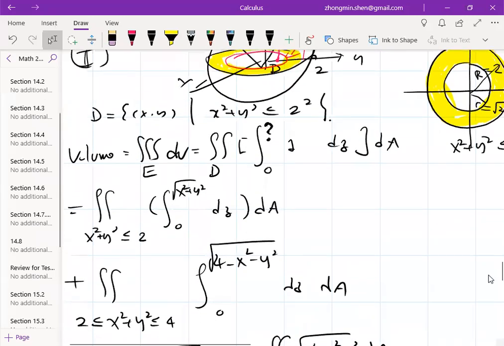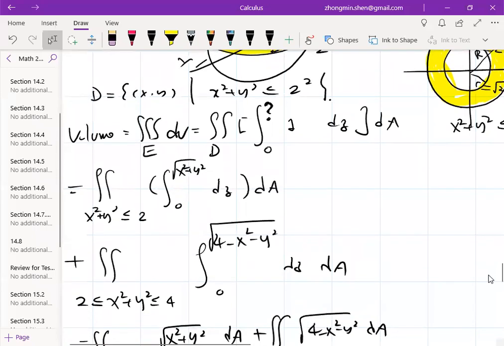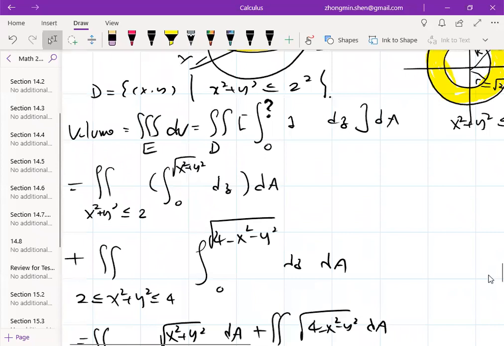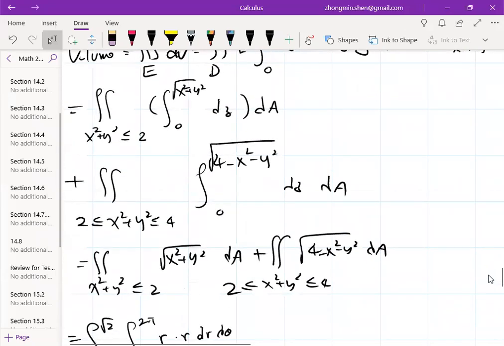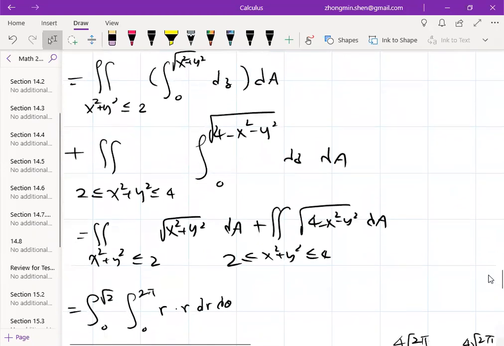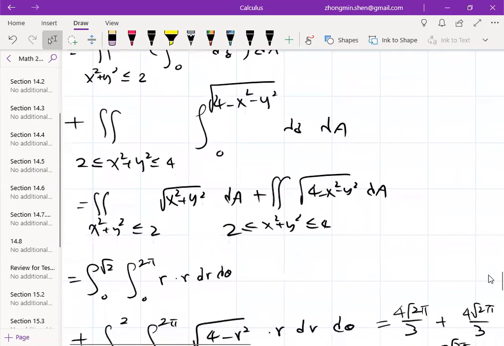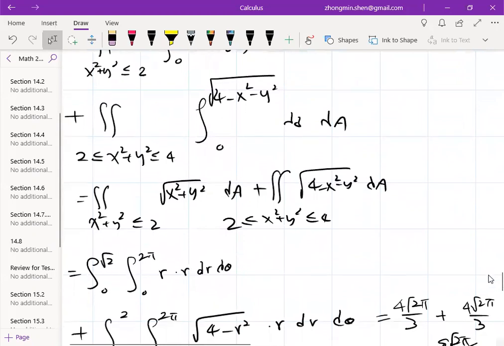But over the yellow part, okay? Then you have to use the sphere. So the sphere, if we solve for z, z is going to be the square root of 4 minus x squared minus y squared. So you have these two double integrals. Then for each double integral, you have to use polar coordinates to solve it. So I apply polar coordinates for the first one and for the second one.